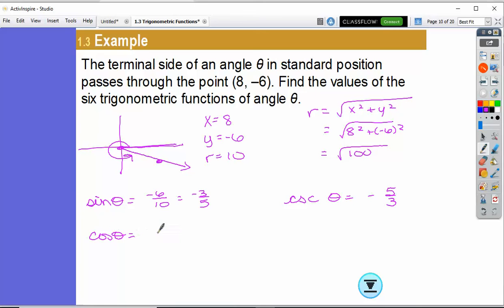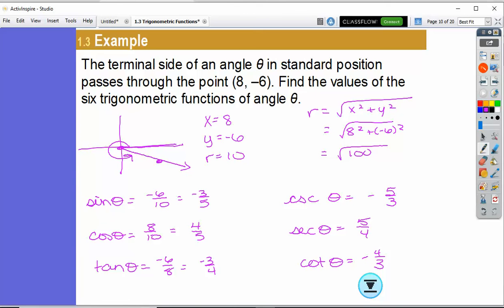Cosine, x over r, so 8 over 10 reduces to 4 over 5. Reciprocal of cosine is secant, so it would be 5 over 4. Tangent, y over x, so negative 6 over 8 reduces to negative 3/4. So cotangent is negative 4/3. Is that one okay?